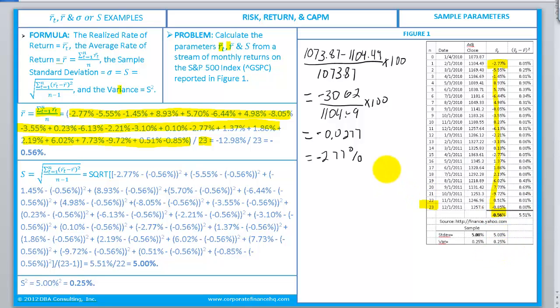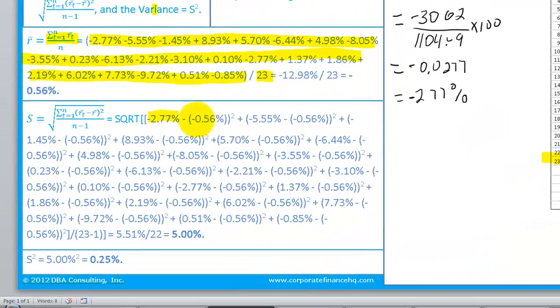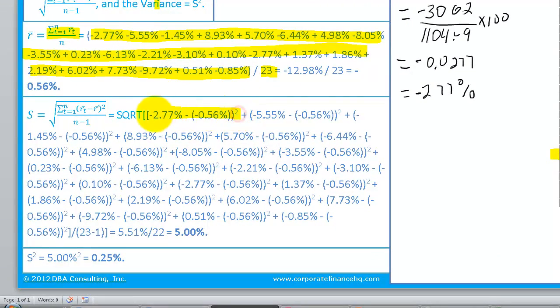Our sample standard deviation: all we're doing here is taking the square root of the sum from t equals 1 to n of R hat sub t minus R hat, squared. We're taking the first number here, negative 2.77, and subtracting it from R hat, which is negative 0.56, which we see down here at the end of this column. And we're just squaring each one of these on an iterative basis all the way across these numbers.